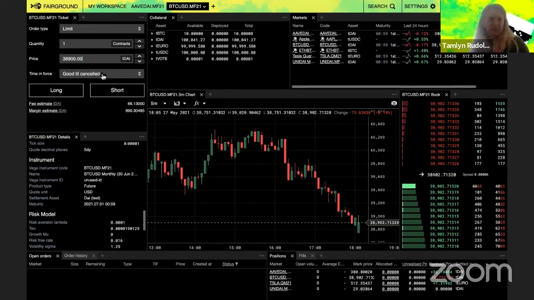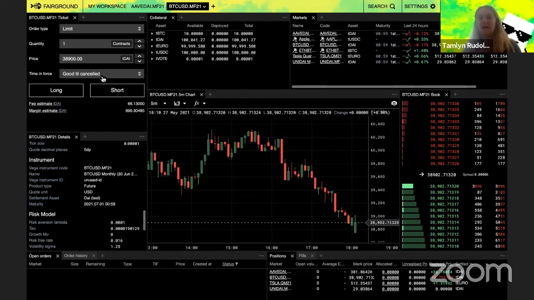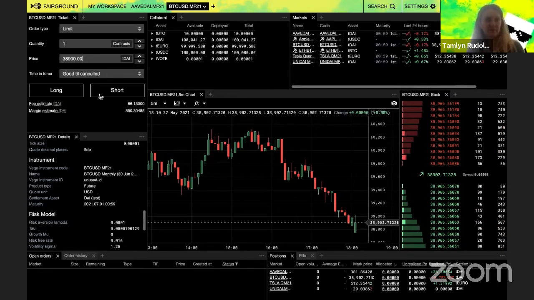Now I have a choice. This field here is called time in force, and it's to do with how long this order stays around. How long is it valid for? A good till cancel just means that I, as a trader, am responsible for canceling that order. So let's start with that, and then I'll take you through the other time in forces that are possible.